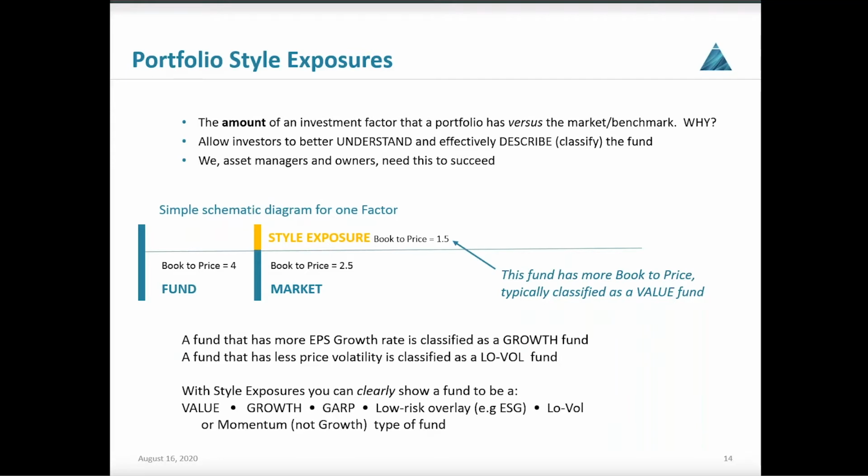We could look at other factors. We could come up with a low vol fund. We could come up with a momentum fund, looking at price momentum. And what's nice here is we can actually determine if a fund that may look like a growth fund may actually be a momentum fund rather than a growth fund. So using momentum gives us a better classification on the growth characteristics.